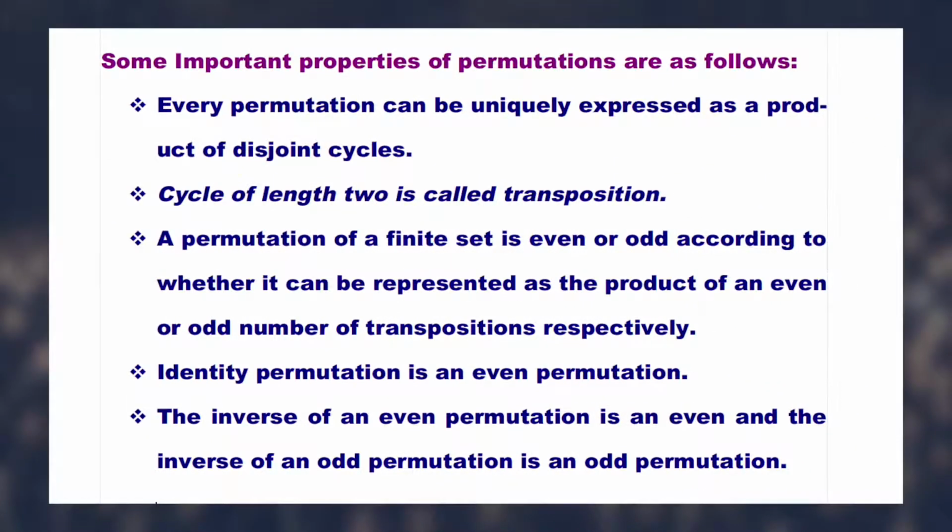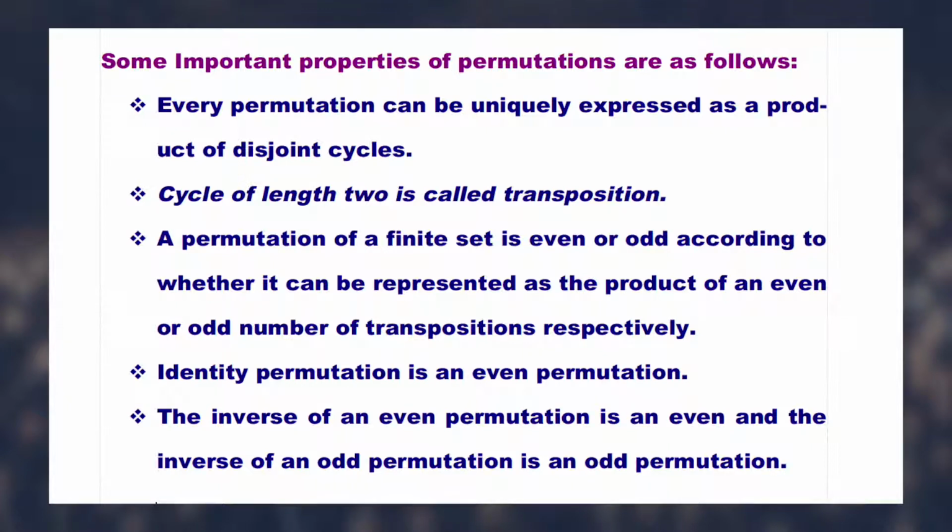Next, we will see some important properties of permutations. Every permutation can be uniquely expressed as a product of disjoint cycles. A cycle of length 2 is called a transposition. A permutation of a finite set is even or odd according to whether it can be represented as the product of an even or odd number of transpositions respectively.